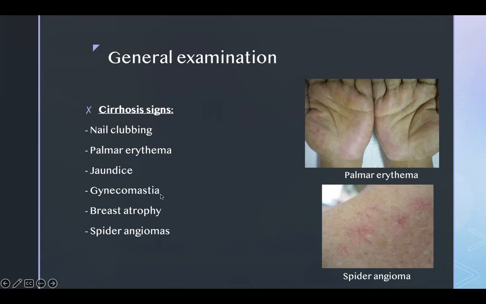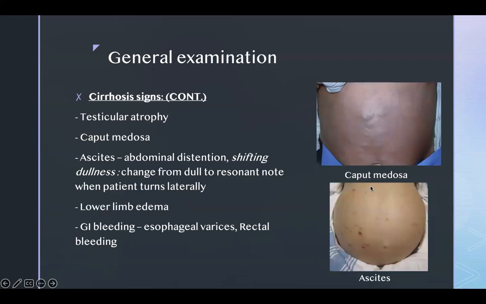And then look for gynecomastia, look for breast atrophy. These are all usually due to the estrogen abnormalities that happen in cirrhosis. You would get gynecomastia in men, breast atrophy, and then moving on, testicular atrophy as well happens. So you would examine the genitalia and check for testicular atrophy.